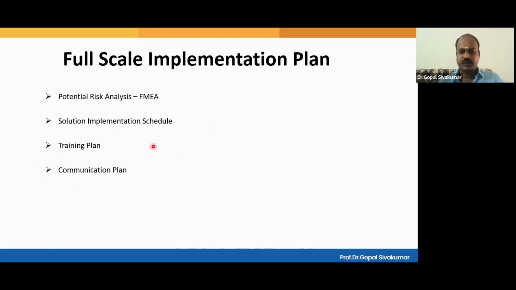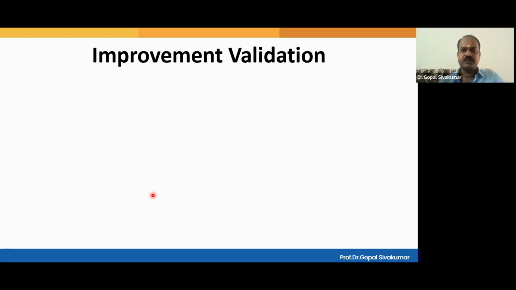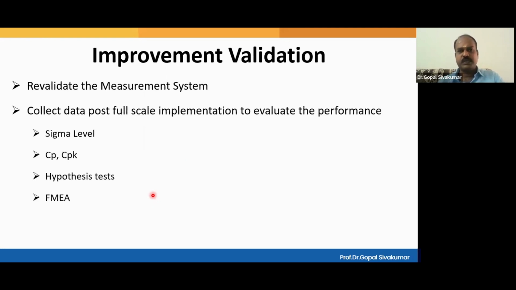And then there has to be an effective communication plan. And since the process is updated and some mechanisms have changed, there have to be prominent displays to communicate the change. And always implementation should accompany the cost-benefit analysis. When you are doing the cost-benefit analysis, see to it that you are projecting the benefits at least on an annual basis. So in order to validate the improvement after full-scale implementation, once again you revalidate your measurement system and then collect data post full-scale implementation to evaluate the performance in terms of sigma level, Cp/Cpk, or any relevant hypothesis testing or FMEA.